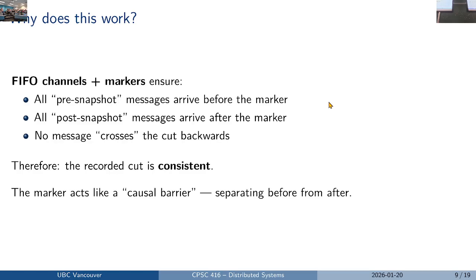So why does this work? Since we have FIFO channels, the markers ensure that all the pre-snapshot messages arrive before the marker, all the post-snapshot messages arrive after the marker, and no message crosses the cut backwards. In other words, what we've done is defined a way of getting a consistent cut. Remember, consistent cuts were about causality, about making sure that we don't see an event now that hasn't happened in the visible past. If we see those in our cuts, then what we have is like magic, and we can't reason about that.